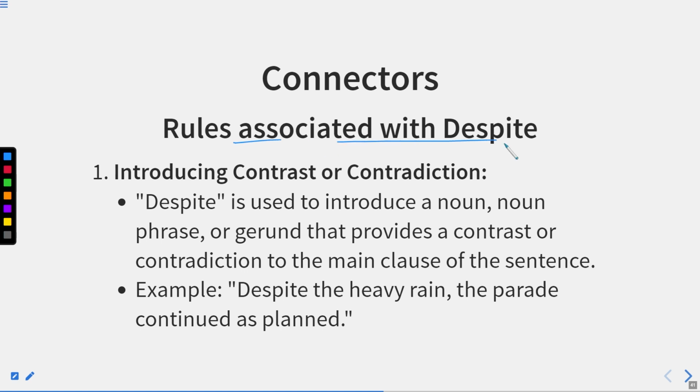Rules associated with despite. First of all, introducing contrast or contradiction. Despite is used to introduce a noun phrase or gerund that provides a contrast or contradiction to the main clause of the sentence. For example, despite the heavy rain, the parade continued as planned. It means though heavy rain was there, it did not affect the parade. The parade continued as planned, as it was planned. So the heavy rain, the bad weather, did not affect the parade.